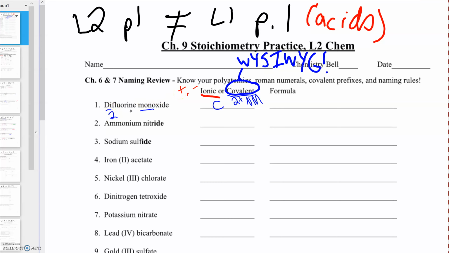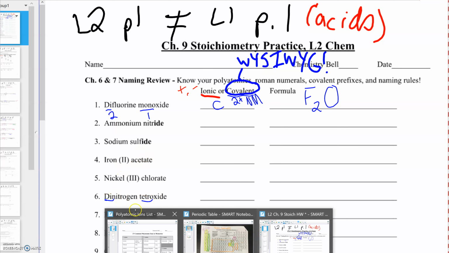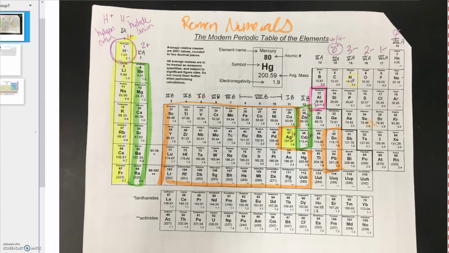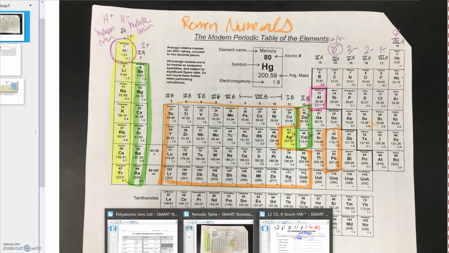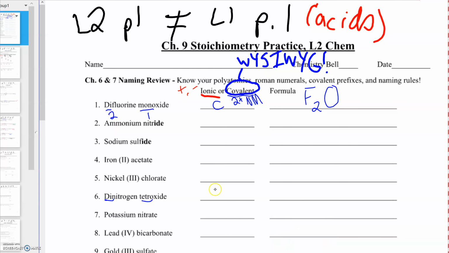So di means two, and mono means one. So difluorine, two fluorines, monoxide, one oxygen. F2O is difluorine monoxide. Okay, nope. Aha, nitrogen tetroxide. So we see the prefixes, and if we check, nitrogen and oxygen are both nonmetals. So let's find the covalent formula here. This is going to be covalent. Dinitrogen is N2. Tetroxide means 4, so it's N2O4.